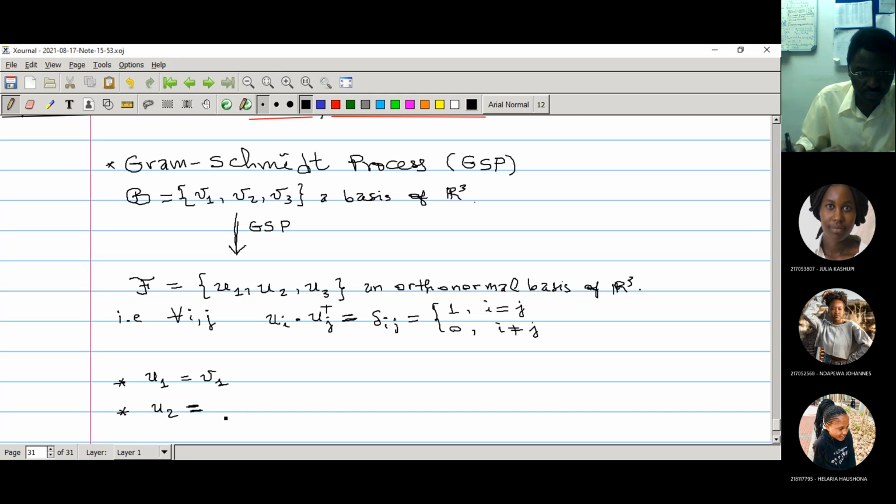So I use this one, U1, which is V1. So this is V2. I take V2. This V2 is the current one, because I already used V1, which is this one, which is U1, right? Then I move to the next one, which is V2. I take that V2 and I subtract the component.